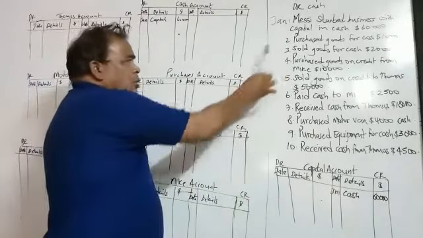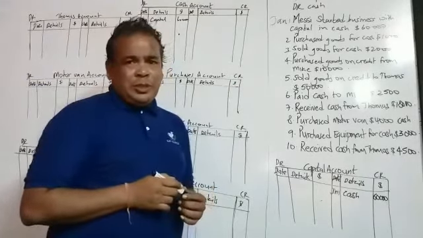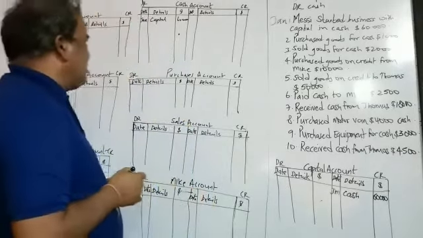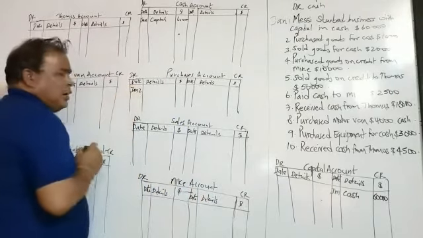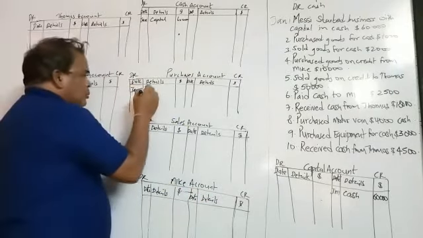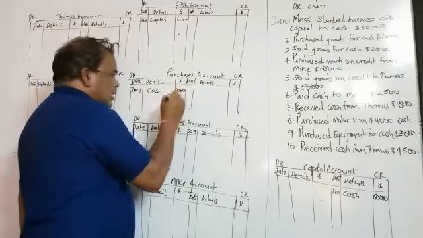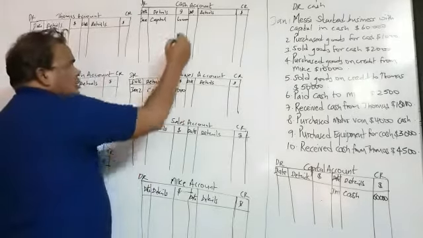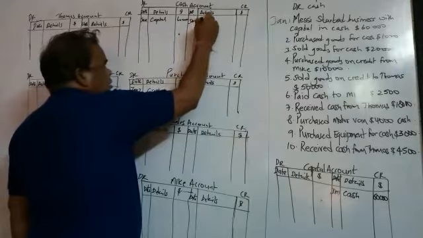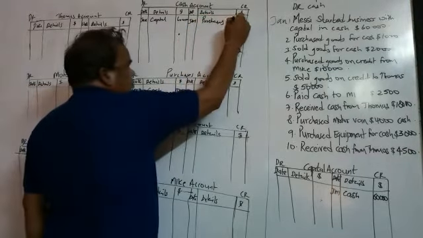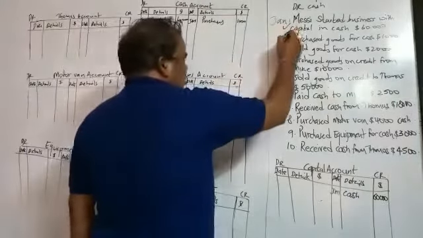Let us see number 2, January 2, purchase goods for cash, $1,000. Purchase goods for cash, debit purchases, credit cash. Debit purchases, where is the purchases account? On the debit side of the purchases account, we write down January 2, and then we write down cash, $1,000. And then we have to credit the cash account. On the credit side of the cash account, we write down purchases, $1,000. Okay, January 1 finished, January 2 finished.